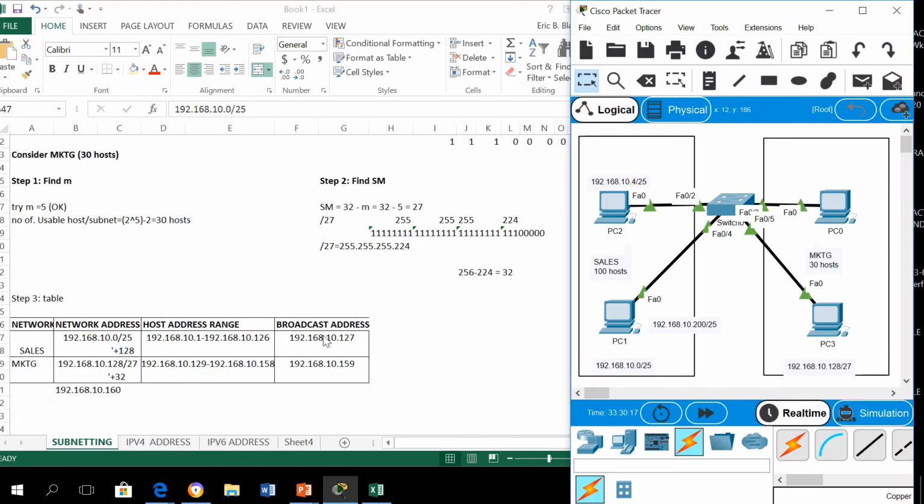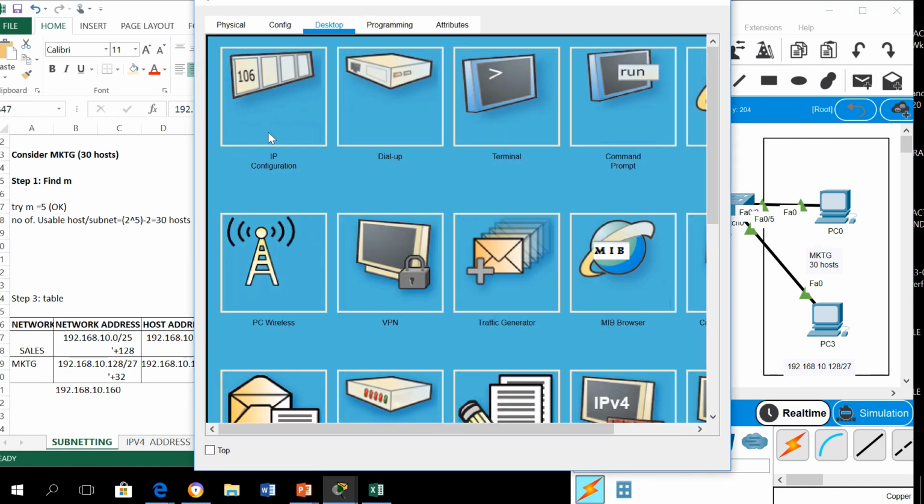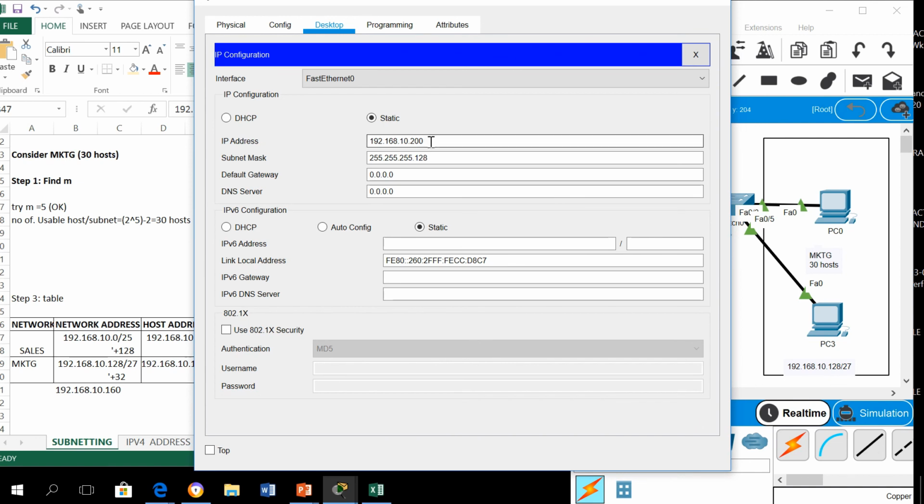Why? Because if you notice in our table, the 192.168.10.200 is already not in the range at slash 25. It is not in the range of the sales department. The sales host address range is from 1 to 126 only. This one is a 200. So that's one thing you need to take note of when you deal with subnetting. 200 is no longer part of the sales network at slash 25.